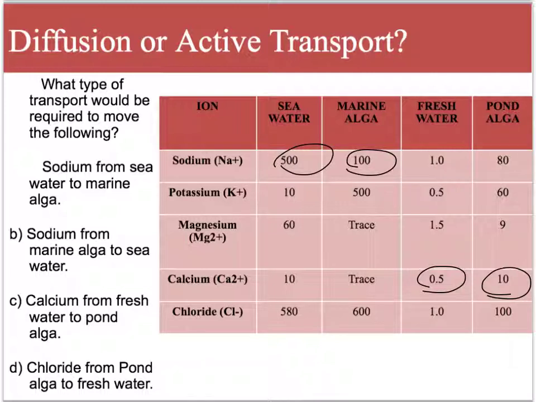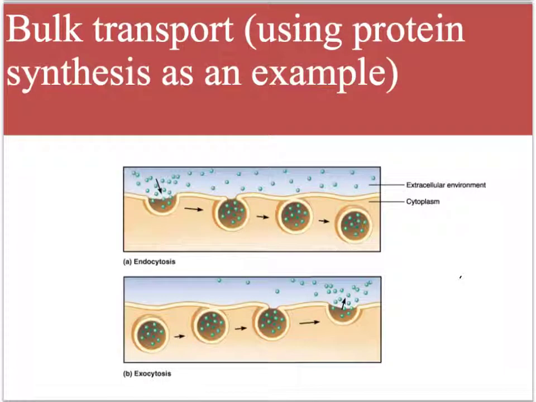And the last one, I want to move chloride from pond alga, which is 100, to fresh water, which is 1.0. So I'm going from an area of higher concentration to one of lower concentration, so that will be a passive process. So questions like this, just stop. Don't worry about the numbers, and if you've got no idea, just read it step by step, and chances are you won't even need to apply any maths, only if you know one number is bigger than another number. That's it.